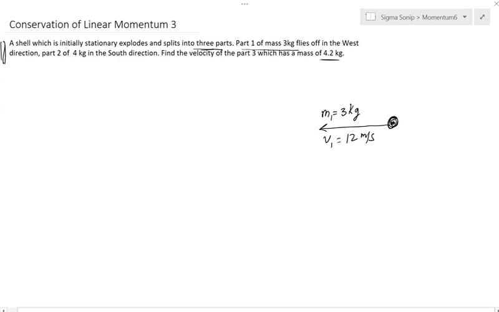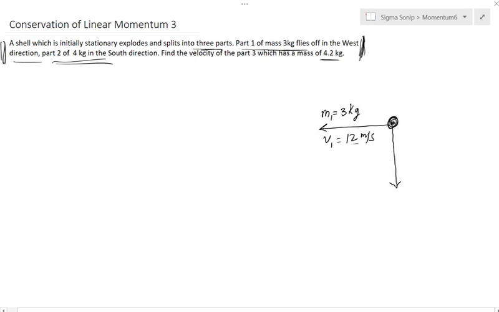Okay, so in the question I have not given the velocity, but I'm writing the velocities here in the diagram. So the question in a sense is incomplete. You will normally have the velocities of two parts given, and for the third part you'll need to find the velocity. So this 12 meter per second wasn't given, but I'm giving it here in the diagram.